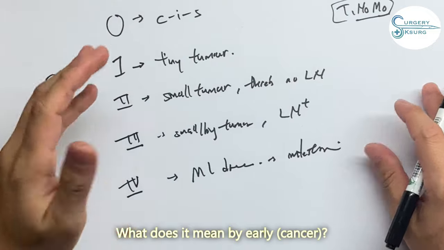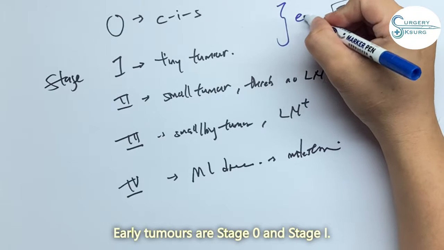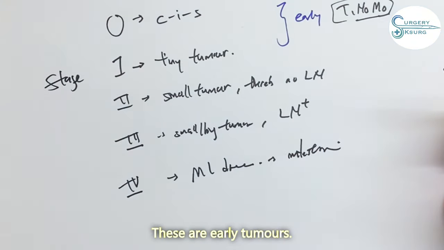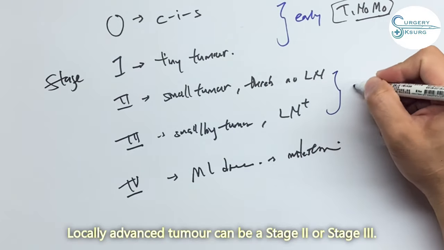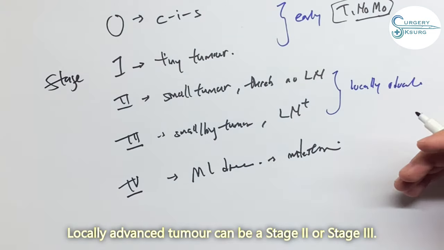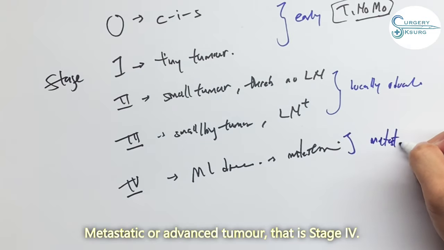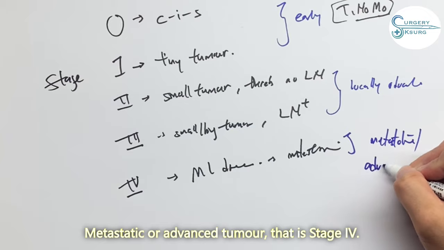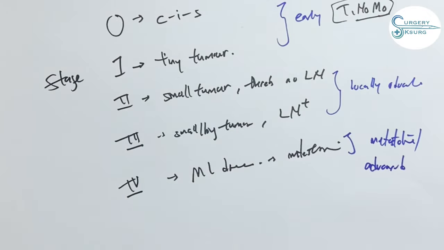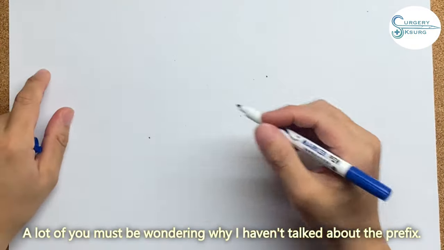But what does it mean by early? Early tumors are stage 0 and stage 1. These are early tumors, right? So locally advanced tumor can be a stage 2 or stage 3. Metastatic or advanced tumor, that is a stage 4. Those are the categorizations. Some of you must already be wondering why I haven't talked about the prefix.